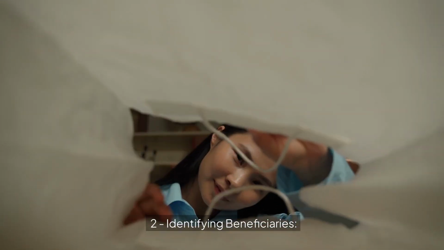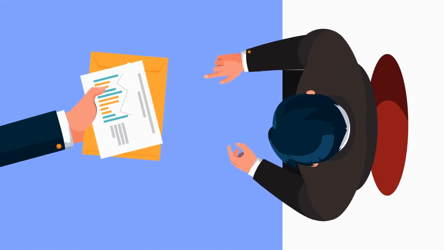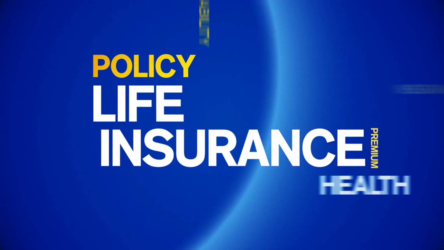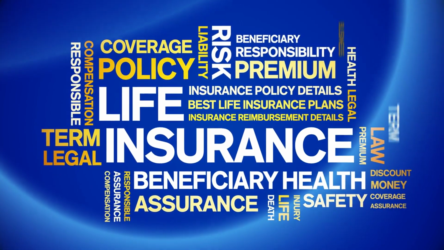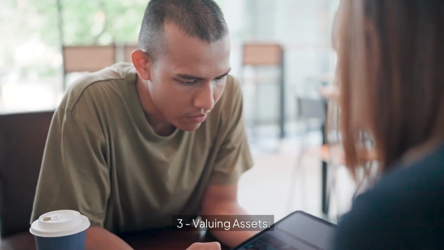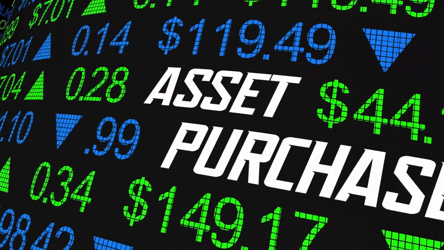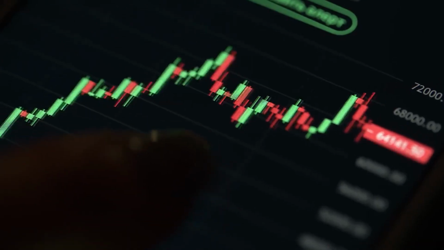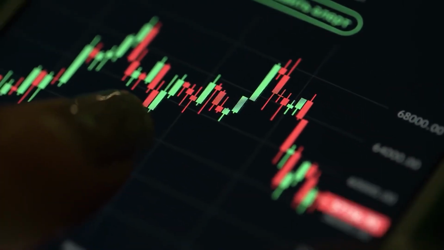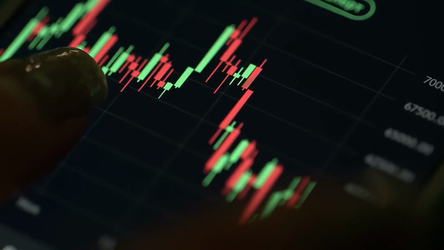2. Identifying beneficiaries. The executor of the estate must identify all beneficiaries named in the will. Beneficiaries may include family members, friends, charities, or other entities designated to receive a portion of the estate. 3. Valuing assets. Before distributing assets, it is essential to determine the value of each asset in the estate. This may involve appraising real estate, obtaining valuations for personal property, and assessing the value of financial accounts and investments.